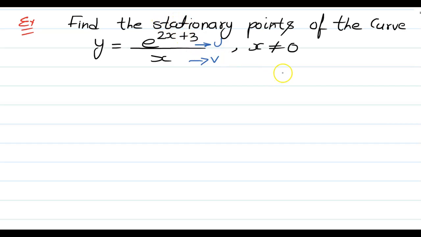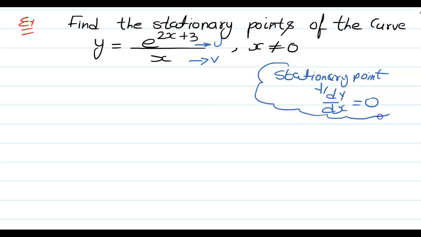You know, for a stationary point, what is the condition? Any idea? Yes, for a stationary point you just need to put dy by dx equal to 0. This is an important thing you should remember. So please pause the video and have a go.